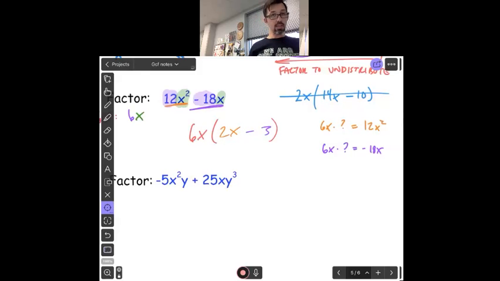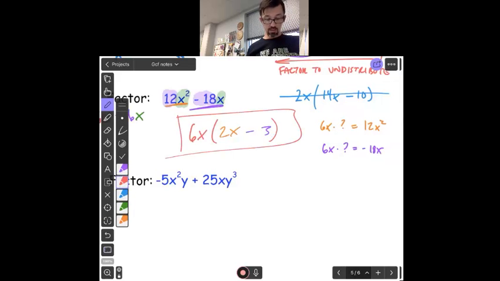And the last thing I should check is, did I do it right? So by redistributing, 6 times 2 is 12. X times x is x squared. 6 times negative 3 is negative 18. And then I have an x. So then I'm good to go. So this is my factorization of that. So these two things should be equal to each other. Okay? We are not changing anything. We're not solving for anything. All we're doing is rewriting. Okay? Those two things need to be equal.